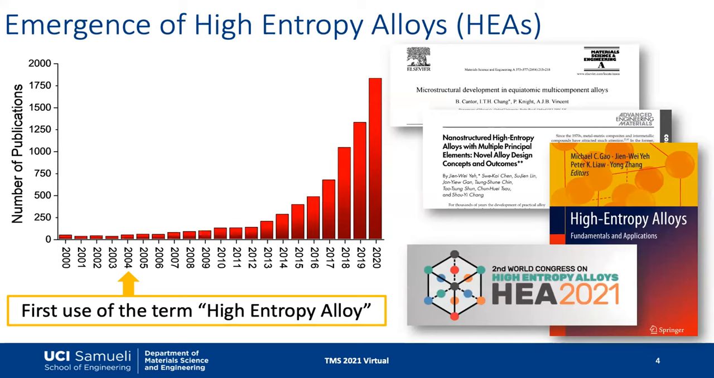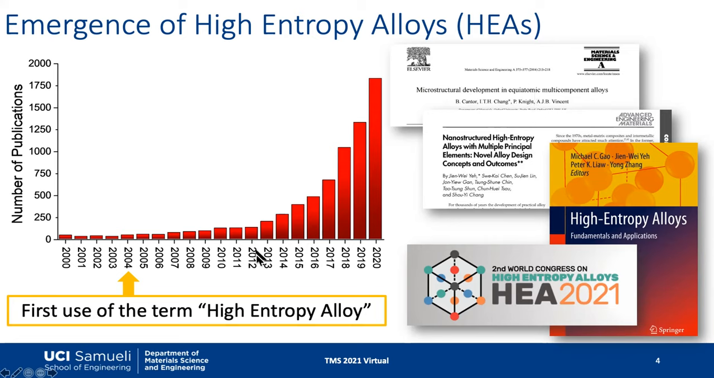You will notice on the left the number of publications that we have over the last 15 years or so. You'll see the explosion of the number of papers. It first really came into being in 2004 by a paper by Brian Cantor and his team titled Microstructural Development of Equiatomic Multi-Component Alloys. They used the term equiatomic multi-component.